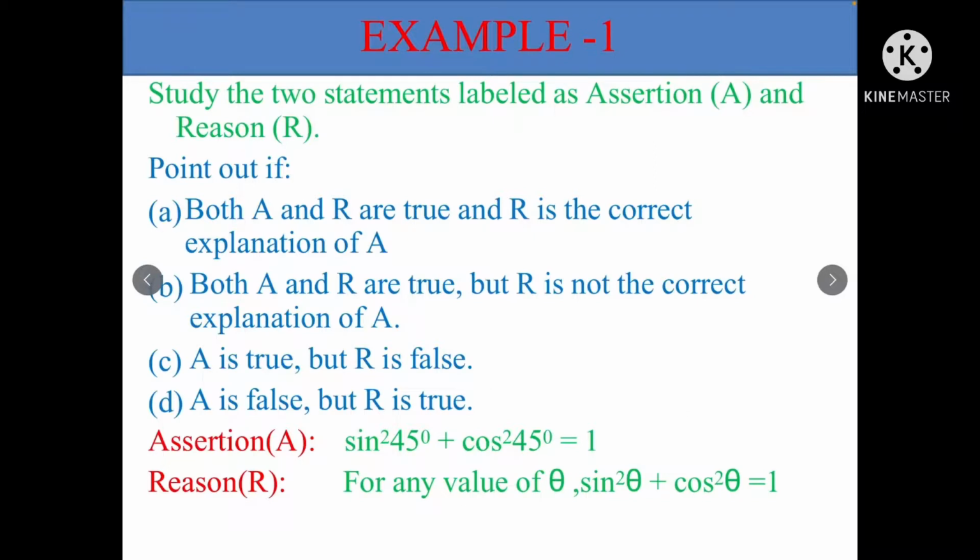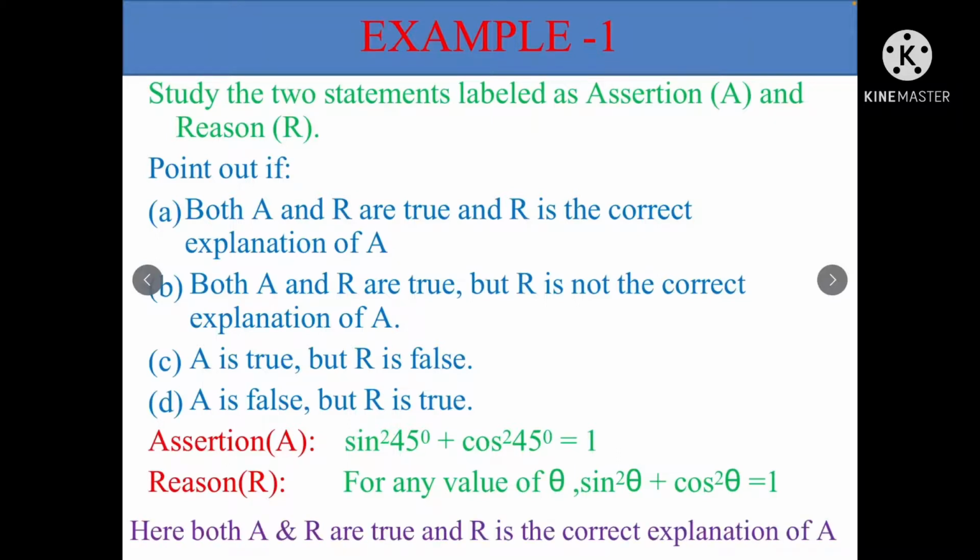Now comes to the reason. For any value of theta, sin square theta plus cos square theta equals 1. This is an identity in trigonometry that we all know. So the reason is also correct. So the answer for this is: here both A and R are true, and R is the correct explanation of A, because we are using this identity here.